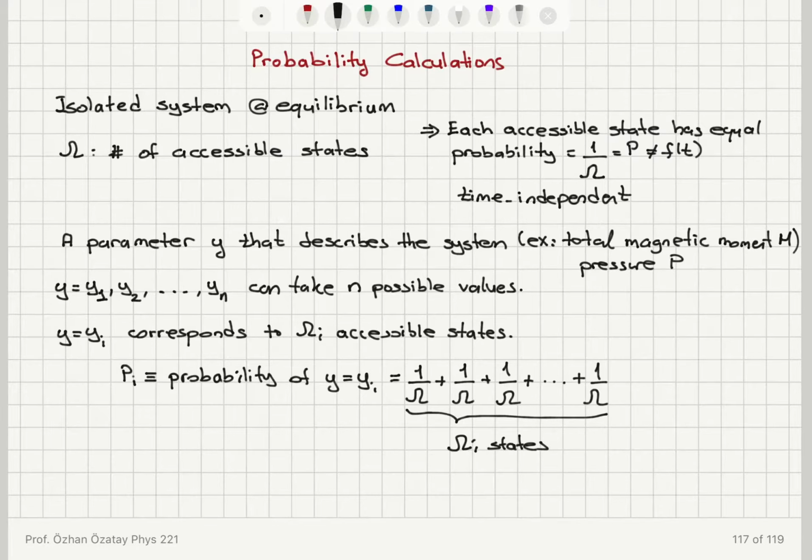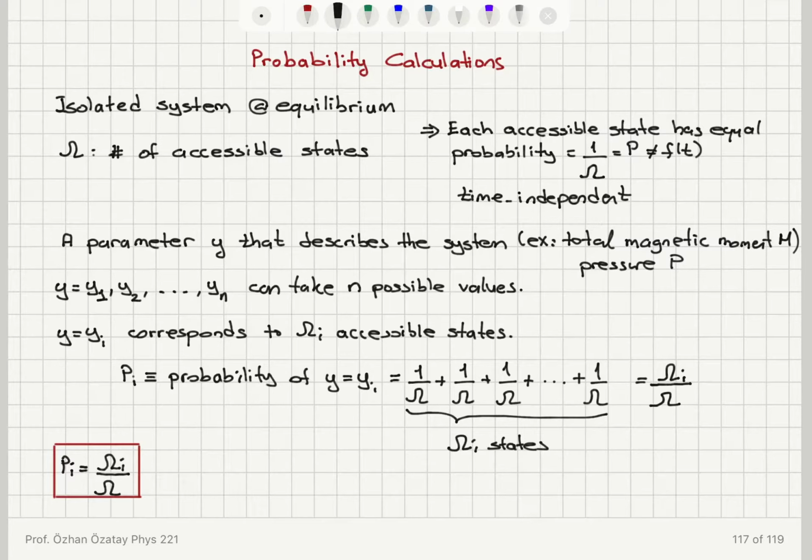So therefore this probability is equal to the number of accessible states that give me this value of the parameter y divided by the total number of accessible states omega. So I have found that what I need to do is to count the number of accessible states of the system and consider the ones that correspond to a particular value of y, and the ratio of omega sub I divided by omega will give me the probability of y having a value y sub I.